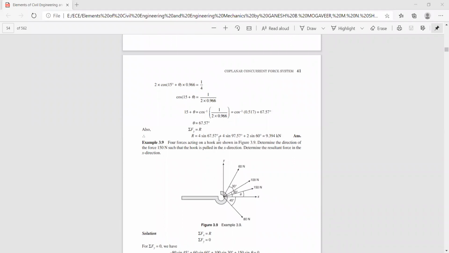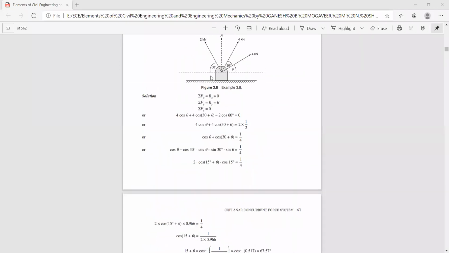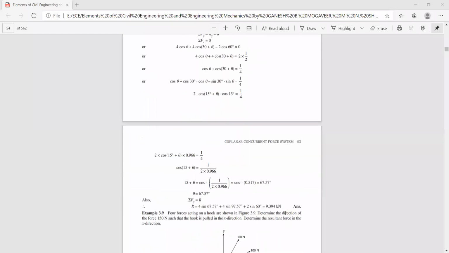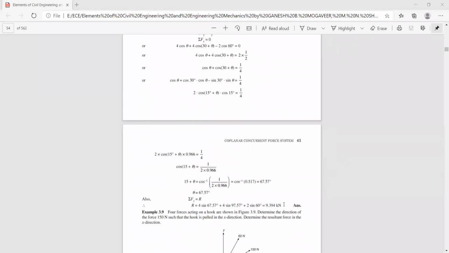So 4 sin 67.57 plus 4 sin(30 + 67.57), that is 97.57, plus 2 sin 60, because the vertical component of this 2 kilonewton force is 2 sin 60. So that should be equal to the value of the resultant. So we get the value of the resultant as 9.394 kilonewton.